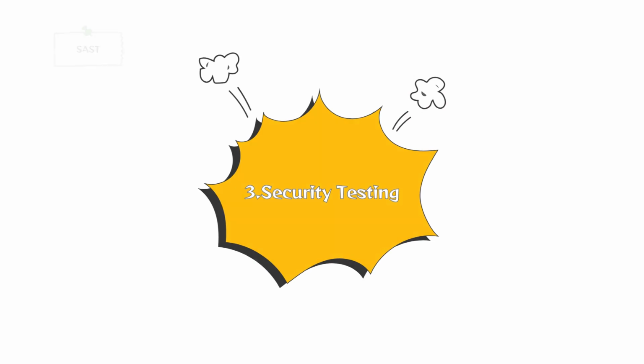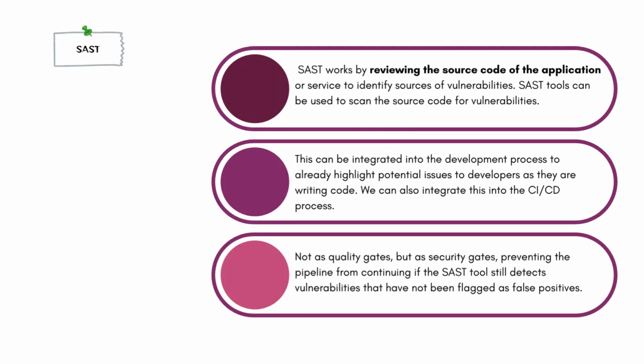3. Security testing. Let's start with SAST. SAST works by reviewing the source code of the application or service to identify sources of vulnerabilities. SAST tools can be used to scan the source code for vulnerabilities. This can be integrated into the development process to already highlight potential issues to developers as they are writing code.